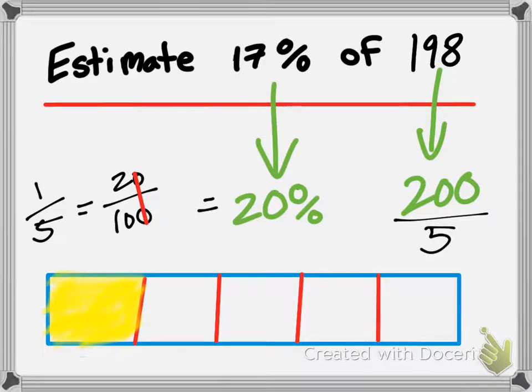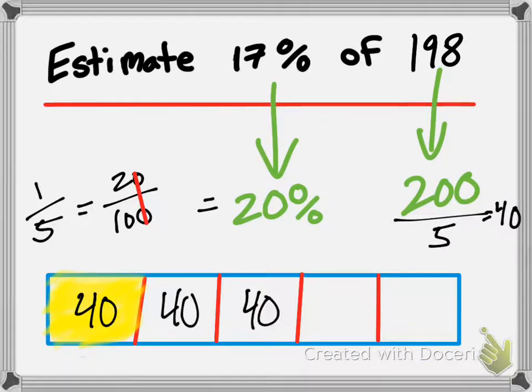200 divided by 5. Let's think about it easier. What's just 20 divided by 5, and then we'll add a 0 at it? Yeah, it's 4. So if 20 divided by 5 is 4, we'll add that extra 0, we get 40. So each one of these is worth 40. If we added them all up, 40 plus 40 is 80. Plus 40 is 120. Plus 40 is 160. Plus 40 is 200. There we go. But I only care about one, so we get our answer to be approximately 40.